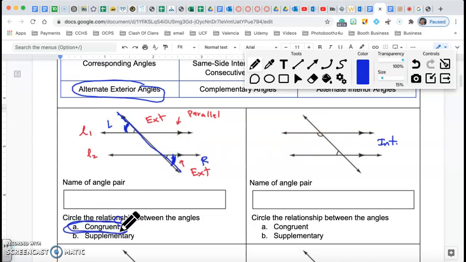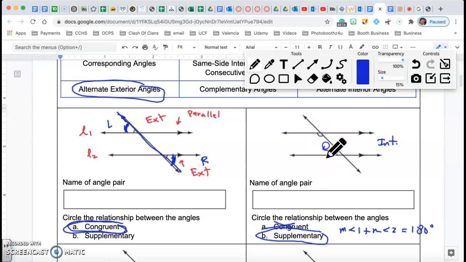Congruent means they have the same measure. Here, on the right side, they don't. So they're not congruent. If you have two choices and you have to guess, then they're supplementary. But what does supplementary mean? Supplementary means you add the angles. Measure of angle 1 plus measure of angle 2 equals 180 degrees. That's what supplementary means. So these two angles are supplementary.